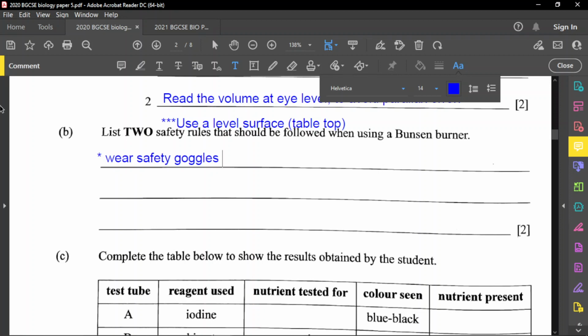What you can also do is to use a heat mat. Let me put this one right here. Use a heat mat as well. So that's also important.